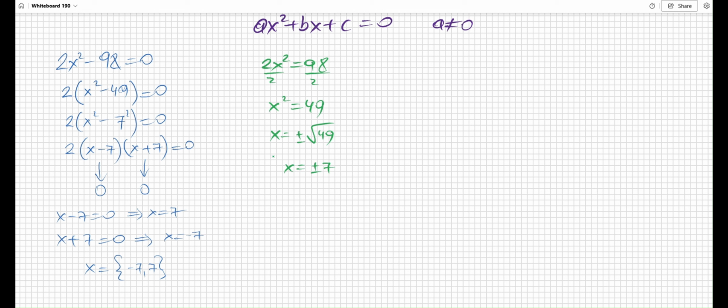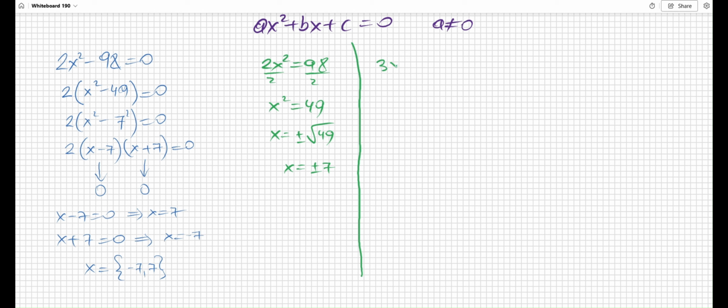This is the kind of method I prefer, but in teaching, a lot of times students forget to put the negative, because the square of negative 7 is also equal to 49. That's why, please, students, don't forget that whenever you have a squared unknown equal to a positive number, it means it's going to be plus or minus. That is one case.